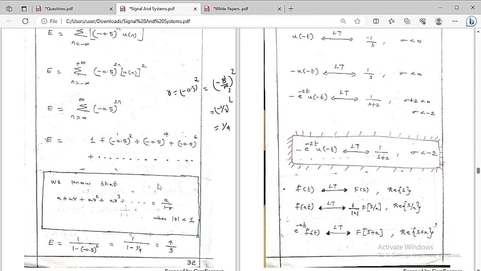As 1 by 4 is less than 1, the magnitude of r is less than 1. Yes, we got this condition, so this is going to satisfy the condition also. So what is the summation? We are going to get a by 1 minus r. A is equal to 1 and r is equal to (minus 0.5) whole square.